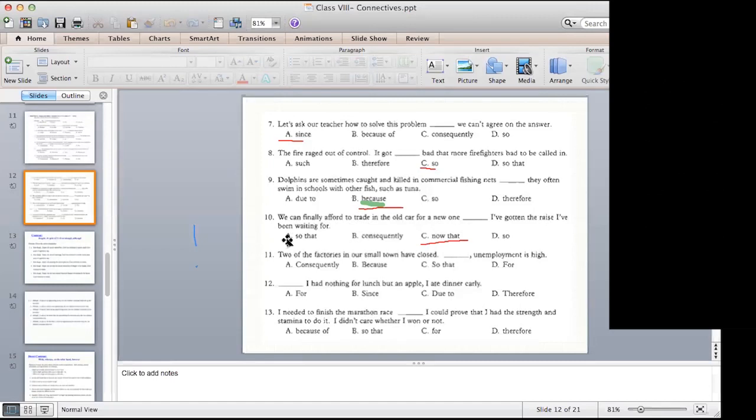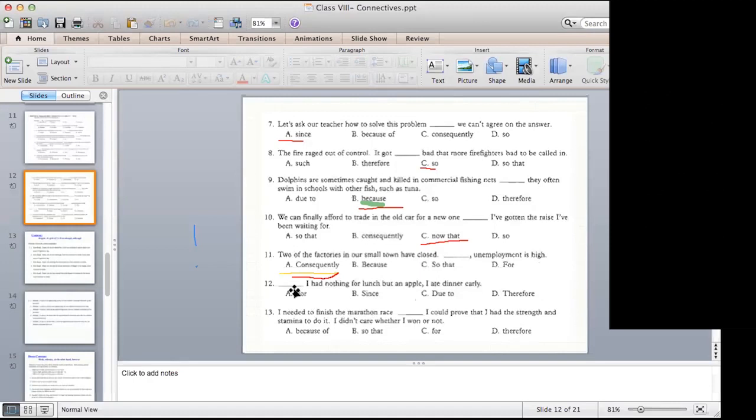I had nothing for lunch but an apple. I ate dinner early. I had nothing for lunch but an apple. I ate dinner early. So, since? Is it for, since, due to, or therefore? Since. Good. So we're going to use since. Why? Because it plays the role of because, and it functions as because, and we have a sentence here. Since I had nothing for lunch but an apple, I ate dinner early.